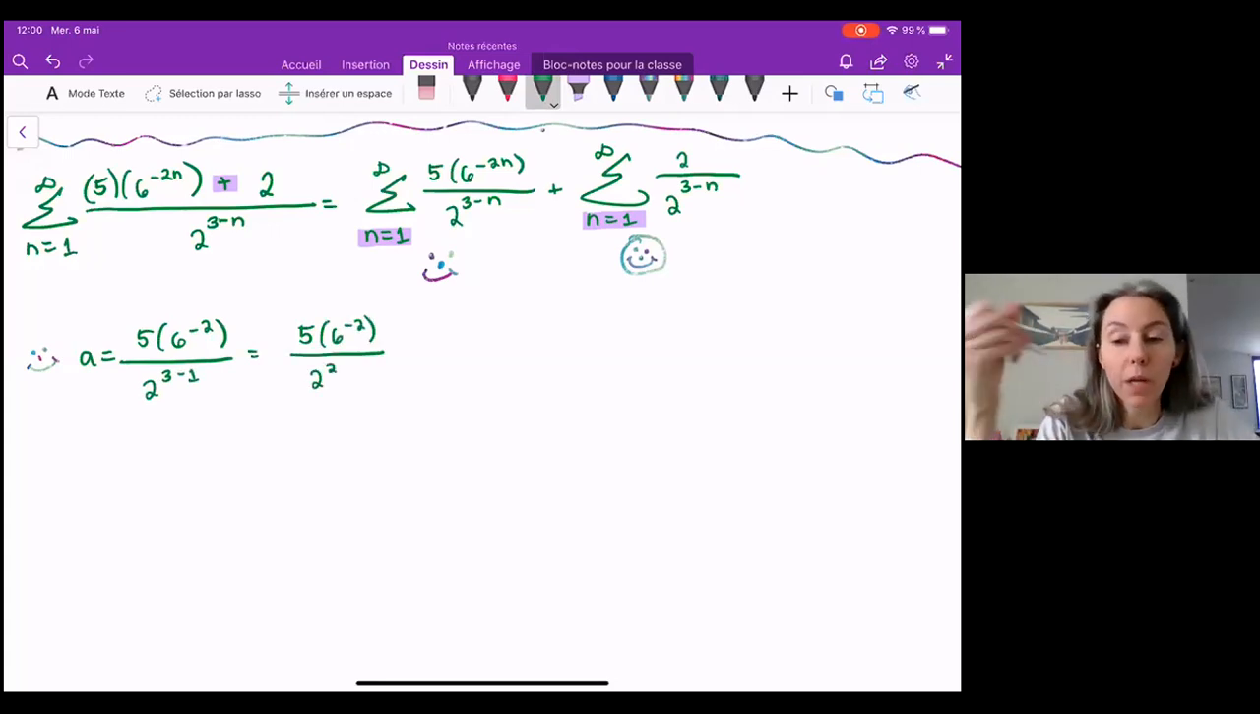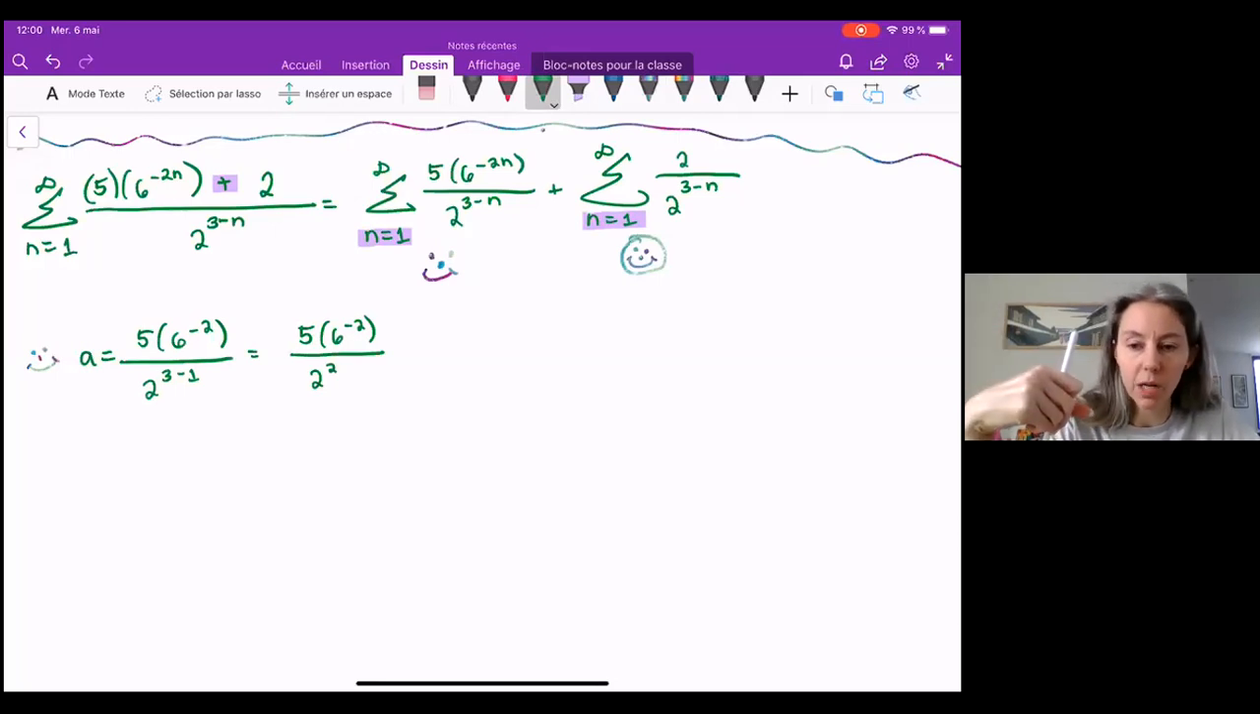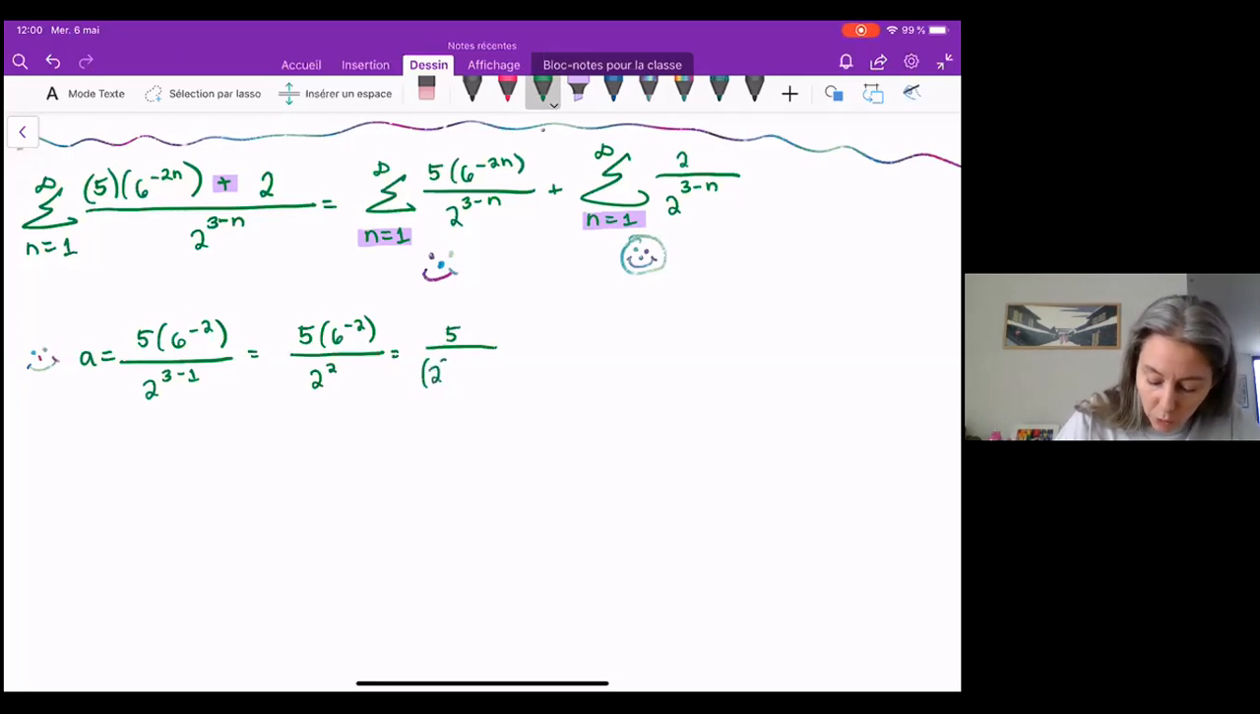Well, that exponent of negative 2 means to bring the thing down to the bottom. So this is 5, divided by 2 squared times 6 squared. Again, I'm going to leave this like this till the end. I could do 36 times 4, get an actual value, but I might not need to if we find out that one of these things diverges. So that's my a right there.